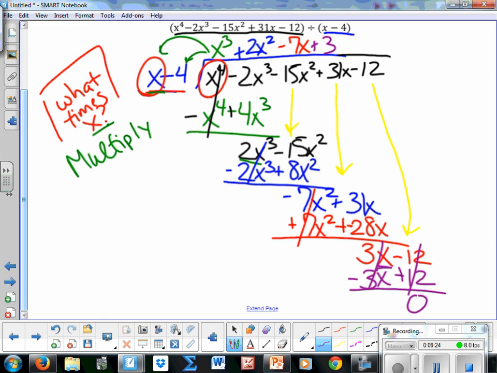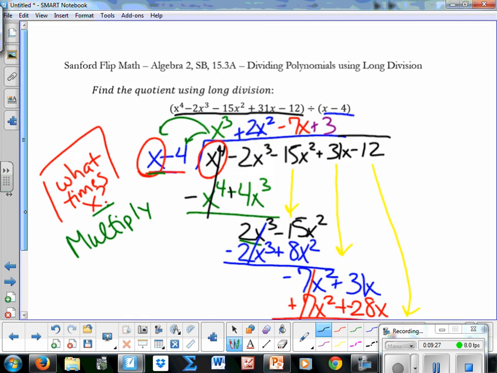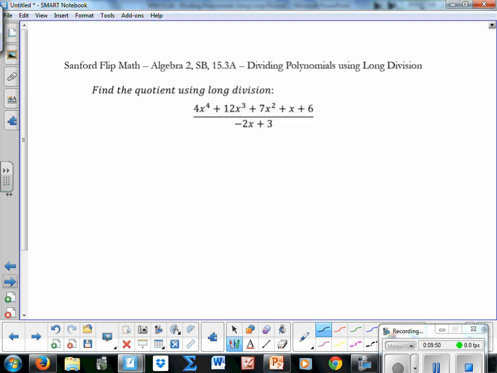So what we get for our quotient is what is up here above the bar. So x cubed plus 2x squared minus 7x plus 3 times x minus 4 gives us this polynomial. And that's what we're doing when we're using this long division. So we're going to do a couple more examples here, going through the same process. Here's the next one. If you want to take a minute and pause to try it yourself. I know we've only done one example so far, but take a minute to pause so that you can try it out yourself.